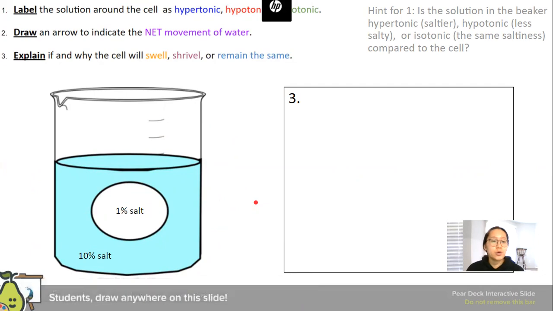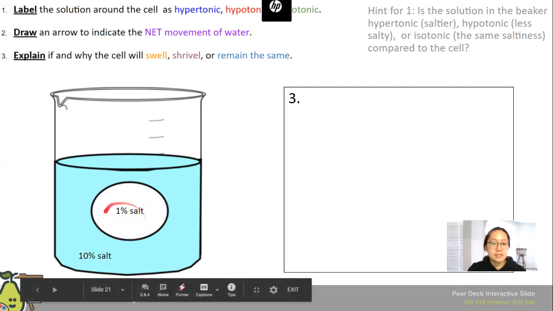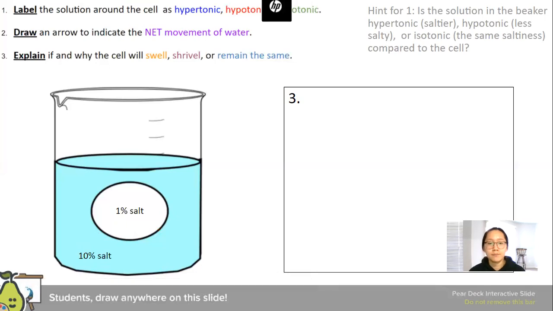The last one that you're going to work on is going to be this scenario. So there's 1% salt inside the cell, and the solution that we're focusing on is a 10% salt solution. So you're going to tell me, is that hyper, hypo, or isotonic? You're going to draw an arrow to show me if the water is going to move into the cell or the water is going to move out of the cell, or it's going to move back and forth, so technically 0. And then based on that, you're going to tell me, is the cell going to swell, shrivel, or remain the same? So you can pause and go ahead and do that.